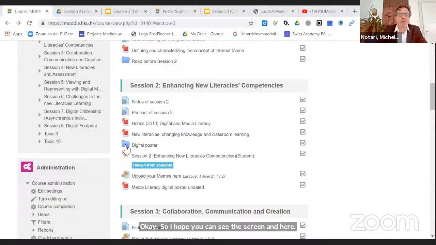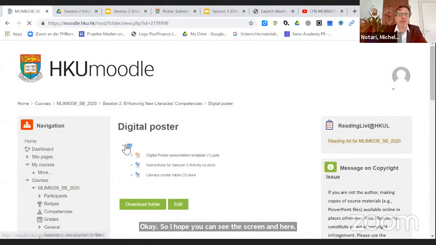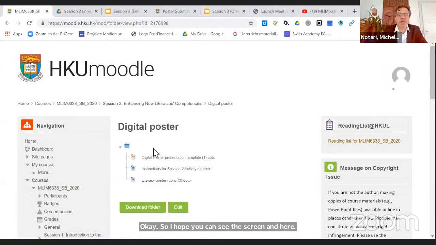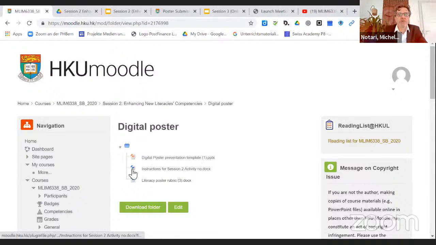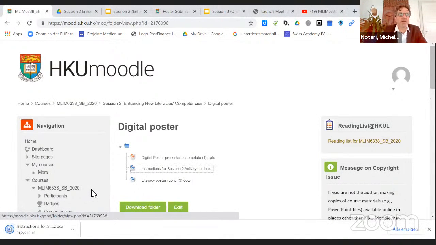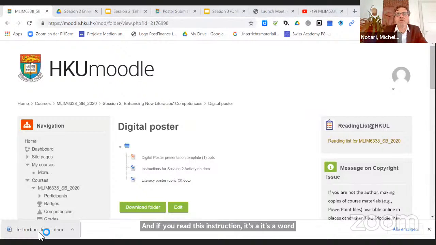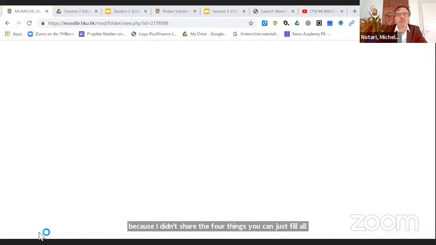So I hope you can see the screen, and here underneath this folder, you see the description of the task in detail: digital poster presentation template, instruction for session 2 activity. Here is the instruction, a Word document. I think you cannot see it on the screen because I didn't share everything. You can just fill in all the tasks you have to do. And in task 2, there is one task which is called create a digital poster.